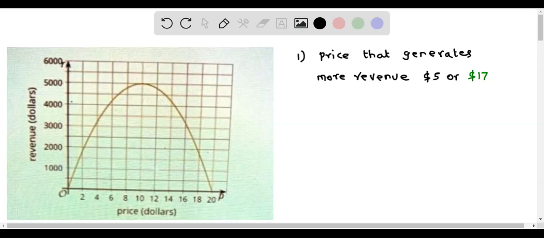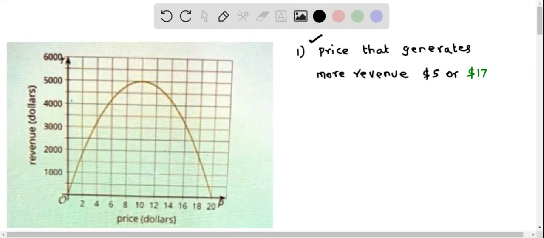Let's answer question one. Here we have to determine the price that generates more revenue, whether it is the price $5 or the price $17. Using this graph, which determines the revenue for a given price, we can determine the revenue when the price is $5.